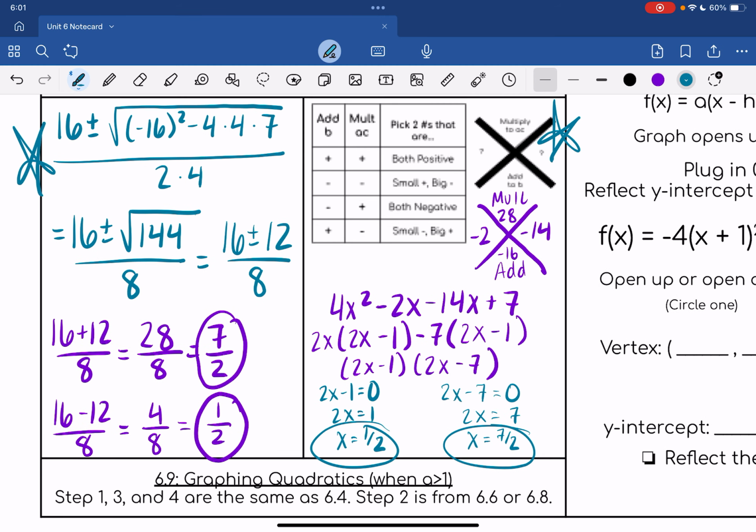Right here, we just have our 6.9. We just tell you it's the same as 6.4. You just got to use 6.6 or 6.8 to find your zeros instead of using 6.3 to find your zeros.